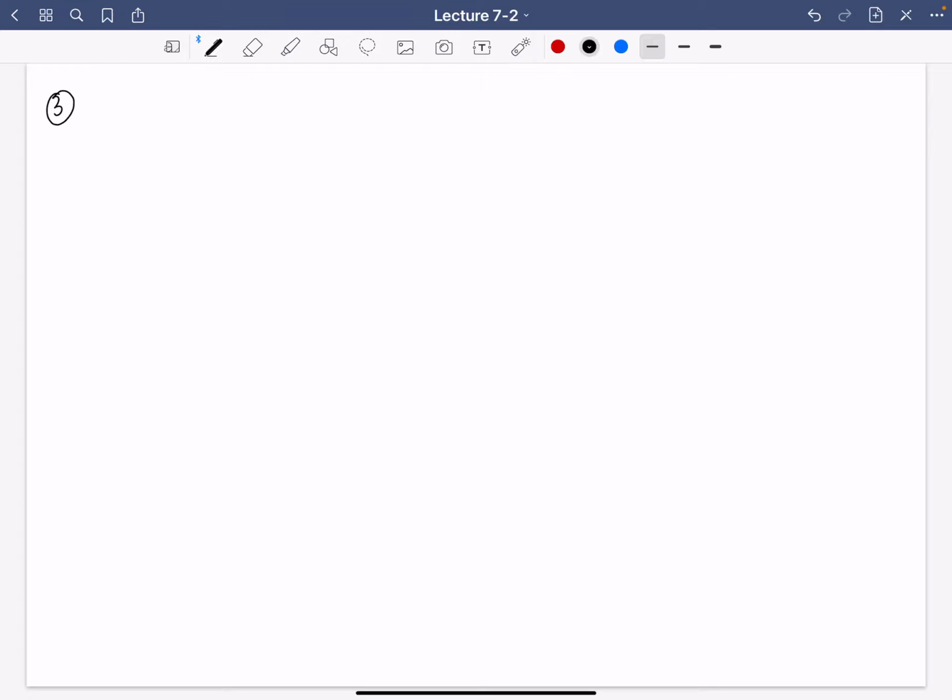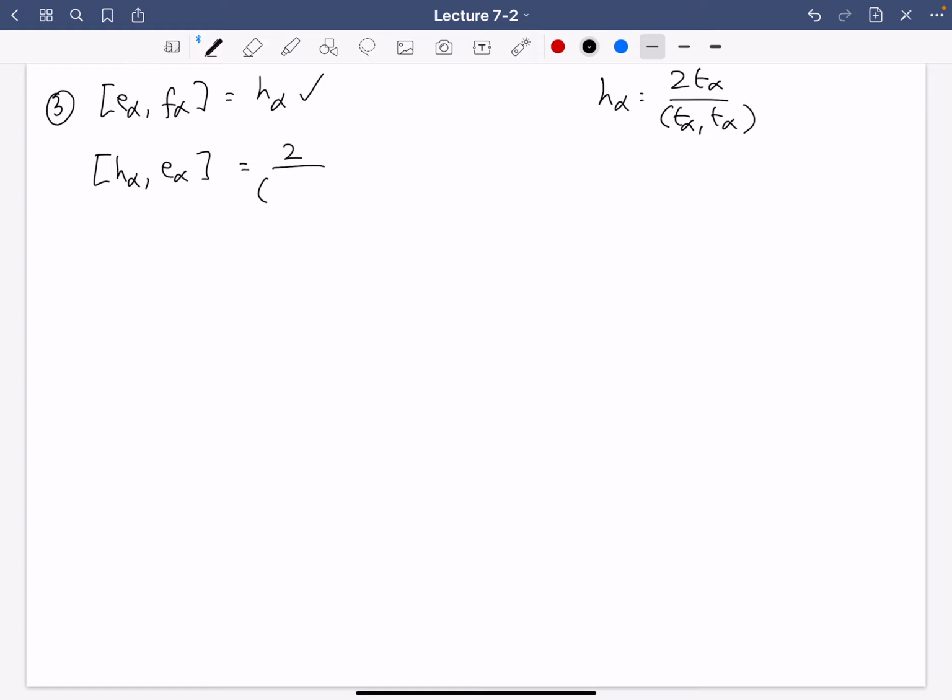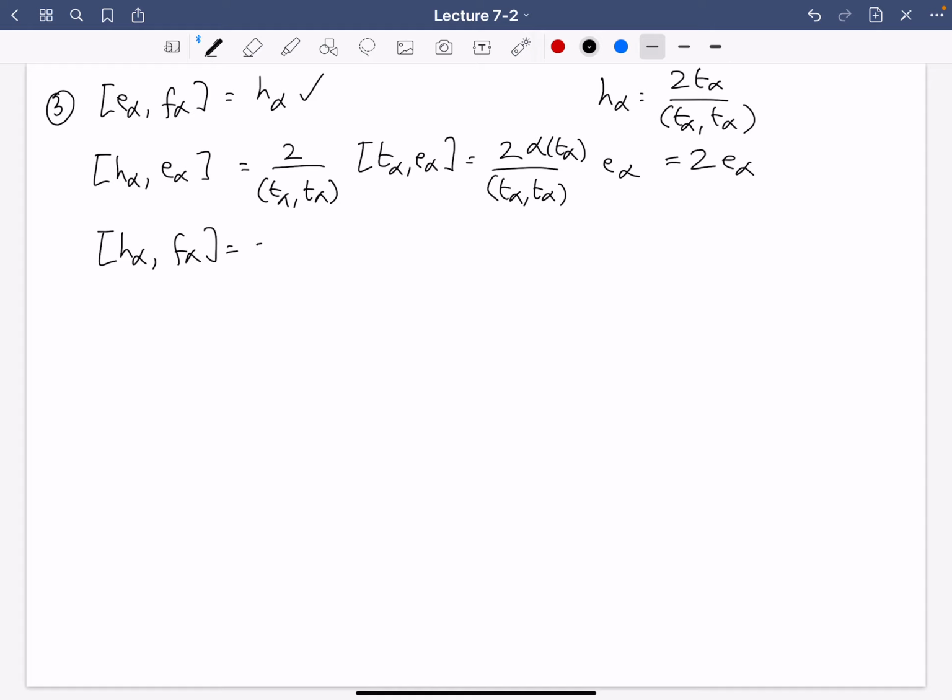I already explained how to prove that the bracket of E alpha and F alpha is H alpha. Remember now I'm defining H alpha to be twice T alpha over alpha of T alpha. So I'm kind of renormalizing, and that renormalization exactly gave that bracket. I've got to calculate the bracket of H alpha with E alpha. I'm after twice E alpha. But H alpha is 2 over alpha of T alpha times T alpha, acting on E alpha, and that is just alpha of T alpha times E alpha. Oh, but alpha of T alpha is alpha of T alpha by this identification, so this is 2 E alpha. And the proof that the bracket of H alpha with F alpha is minus 2 F alpha is similar. There we are, we've proved the lemma.